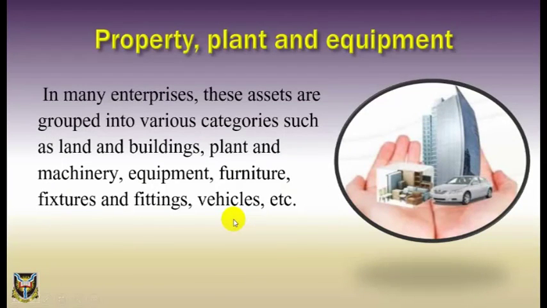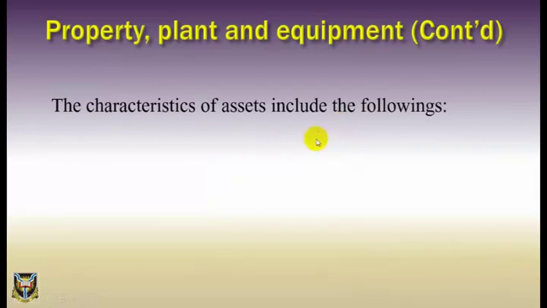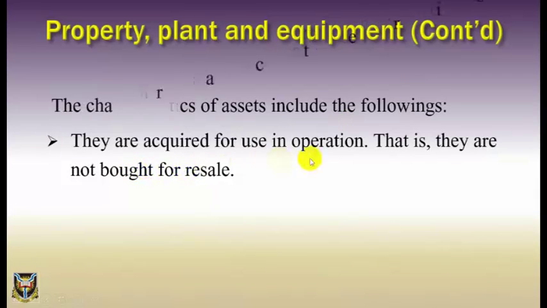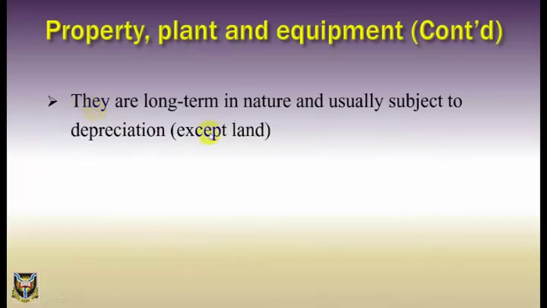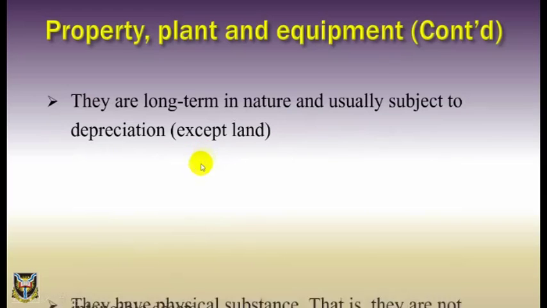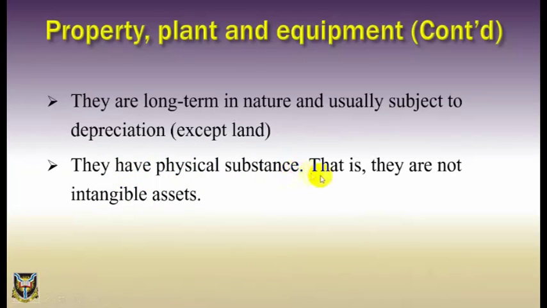The characteristics of the assets grouped in property, plant and equipment include the following. They are acquired for use in operation. That is, they are not bought for resale, not just idle facilities, and not still under construction. They are long-term in nature and usually subject to depreciation with the exception of land. They have physical substance, that is, they are not intangible assets.